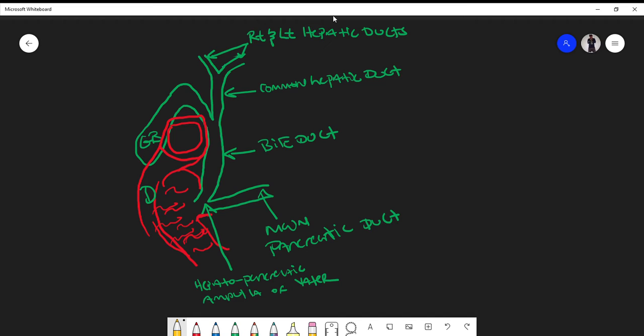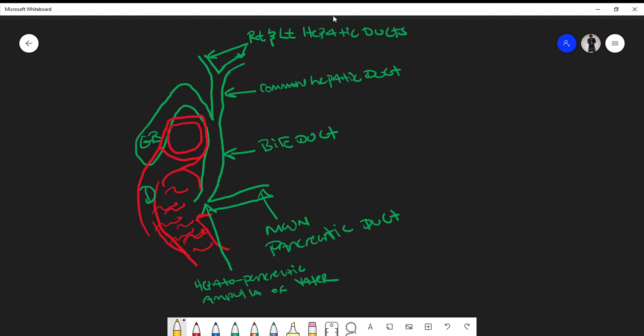So let's talk about what really happens and what we see in jaundice. Here is a schematic diagram of my gallbladder, and this is my ugly drawing, but this is my duodenum, right? So this is the second portion of the duodenum again, and this is my ampulla of Vater, where the main pancreatic duct and the bile duct meet to drain into the duodenum.